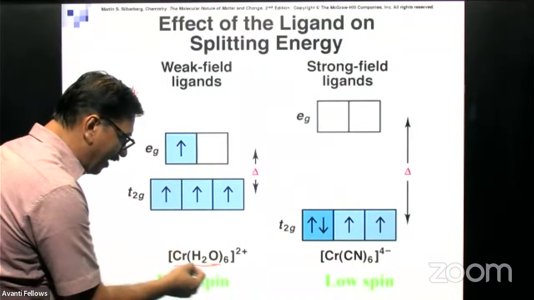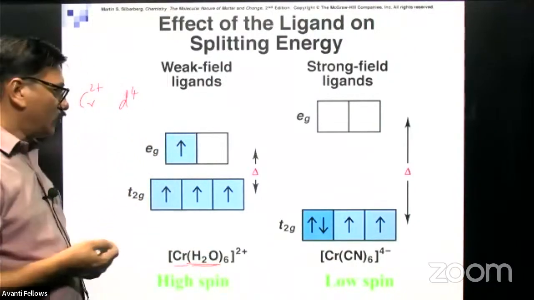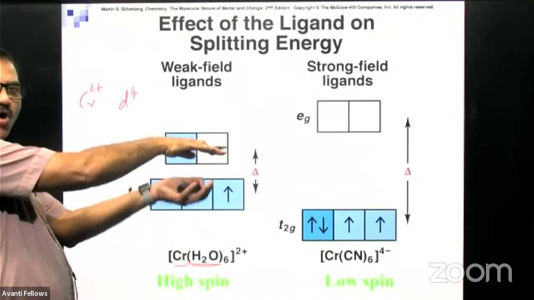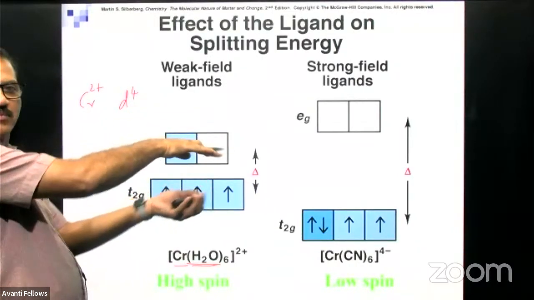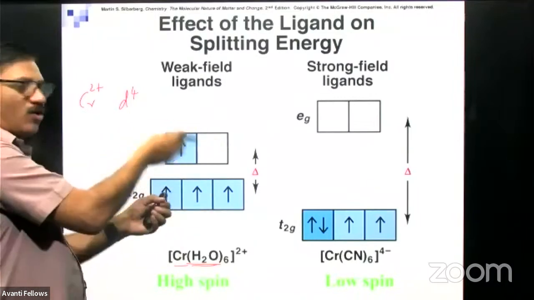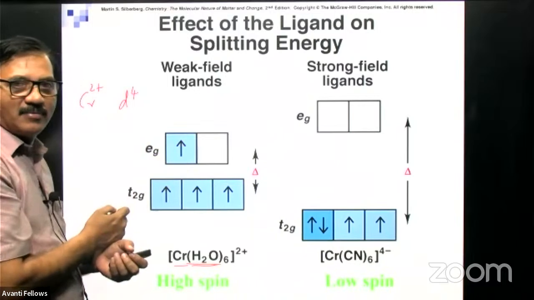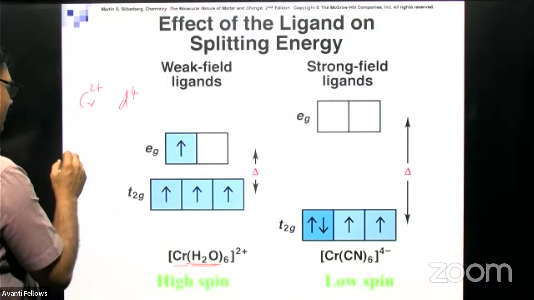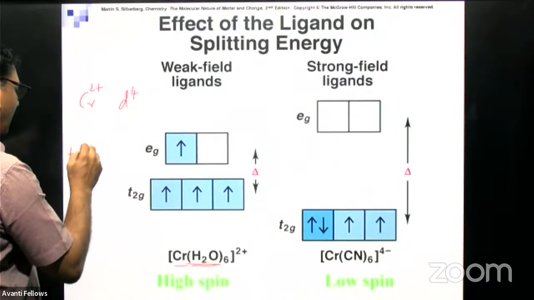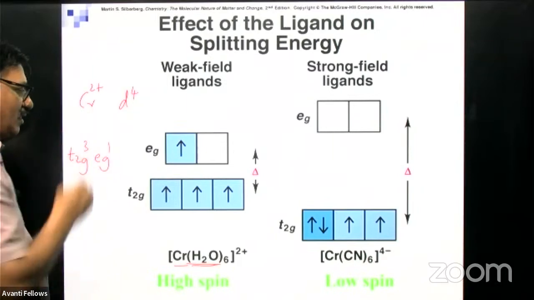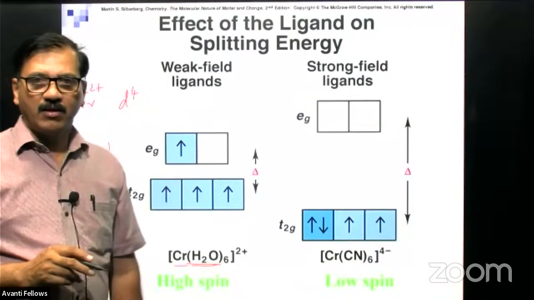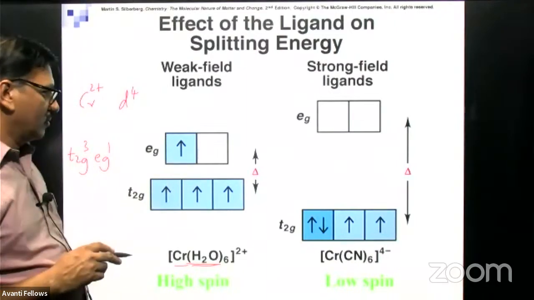Because H2O is a weak ligand. H2O is a weak ligand, which means it causes this gap to be less. When the gap is less, electrons can jump easily. So the 4th electron will be here, and the configuration is written like this: t2g3 eg1. This is the configuration in the orbitals, right?